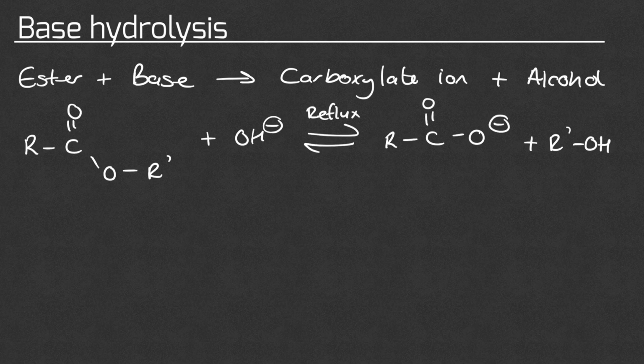Like with acid hydrolysis, it'll be carried out under reflux conditions, but this time it'll form the carboxylate ion. That is just a deprotonated carboxylic acid. We'll now look at an example of what the equation would be if we were to take base hydrolysis and apply it to the ester methyl ethanoate.